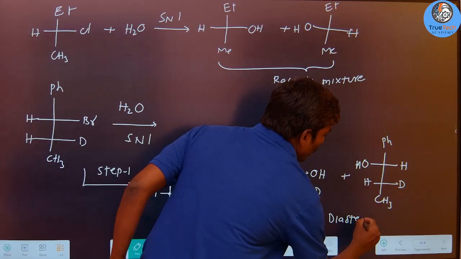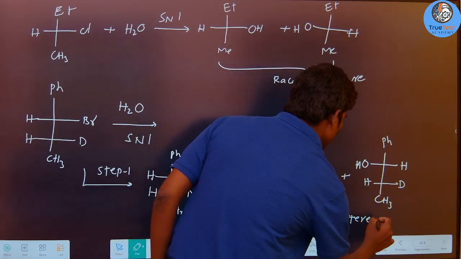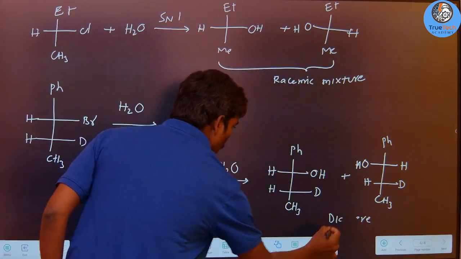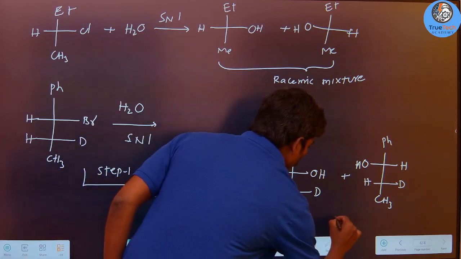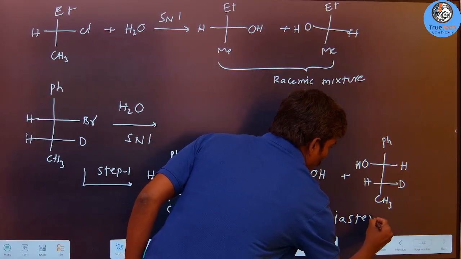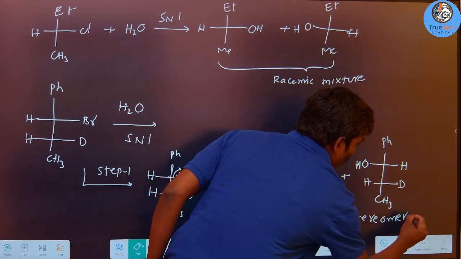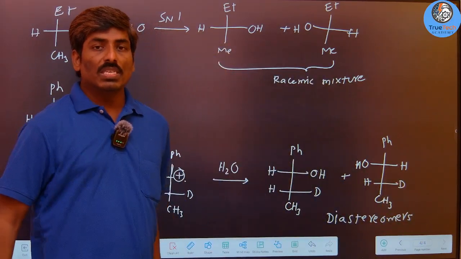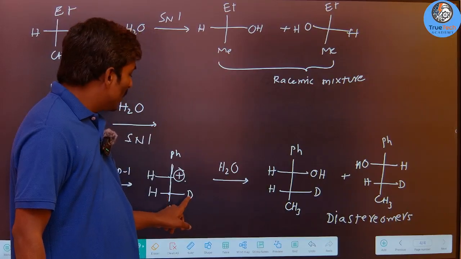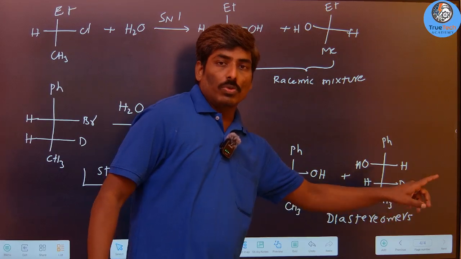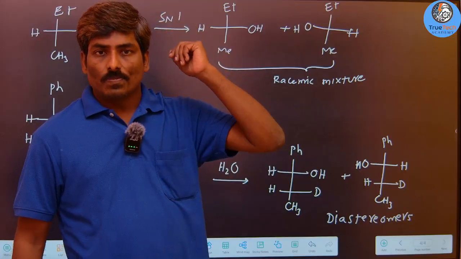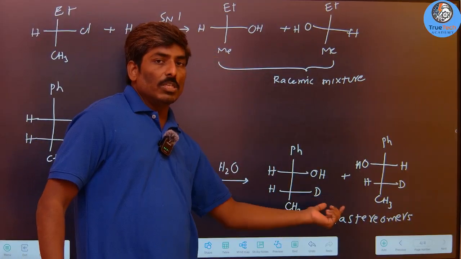So the relation between these two is diastereomers. The relation between these two products is diastereomer because the configuration at one chiral center has no change. See, deuterium is on the right side here, here also right side, here also right side. We know that to get enantiomers, the configuration at all chiral centers must be opposite. So because of this reason, the relation between these two is diastereomers.